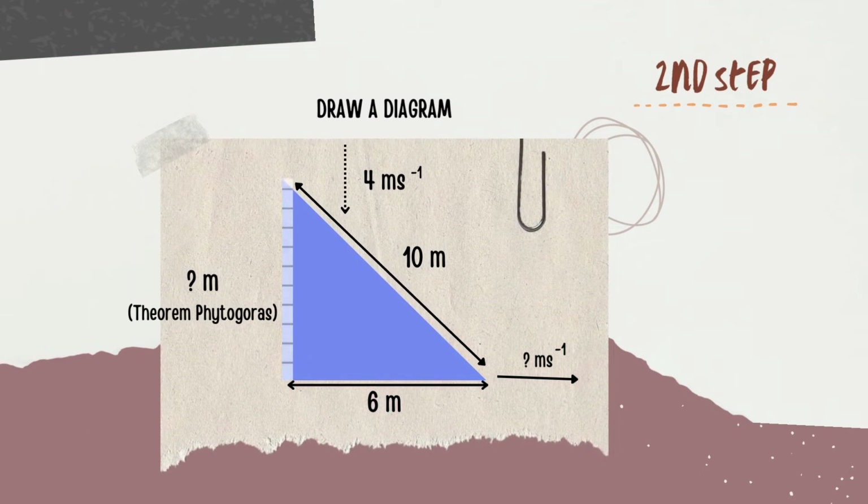Second step is to draw a diagram. Imagine that the 10 meters is a ladder leaning on a wall and the bottom of the ladder is 6 meters from the wall. However, when we push it towards the wall at a rate of 4 meters per second, the value of the bottom decreases. So now, we want to find the rate at which the lower end of the ladder is moving away from the wall when the lower end of the ladder is 8 meters from the wall.